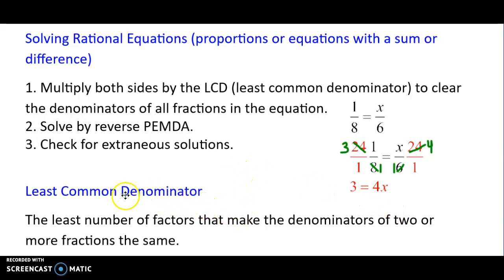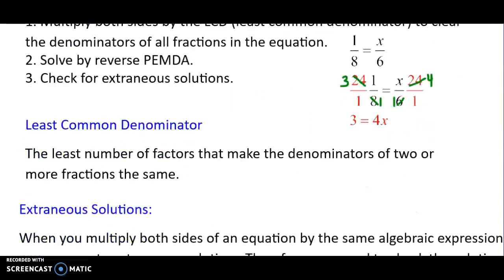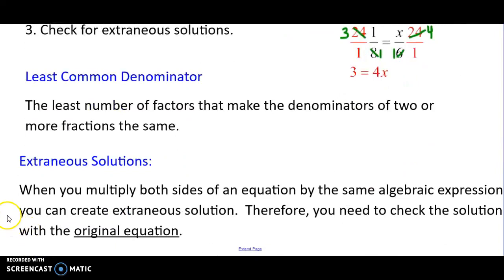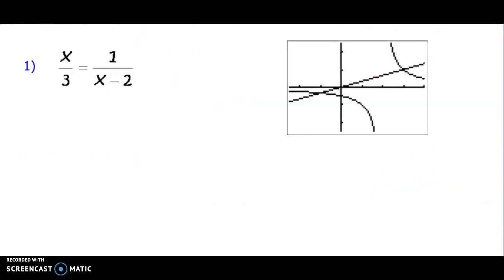Remember, you need to use the least common denominator, so the smallest denominator that both denominators are divisible by. So we could have used 48, but 24 is the least common denominator, and that becomes important when you have a lot of x's and big polynomials. You always want to check for extraneous solutions, because when you're doing this process, you can create those extraneous solutions when you multiply both sides by the same algebraic expression. So let's go ahead and do the first example.